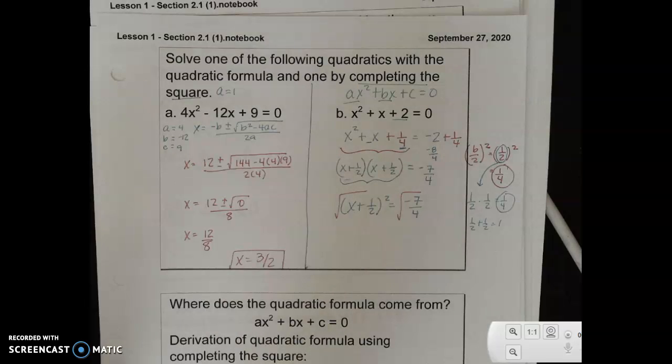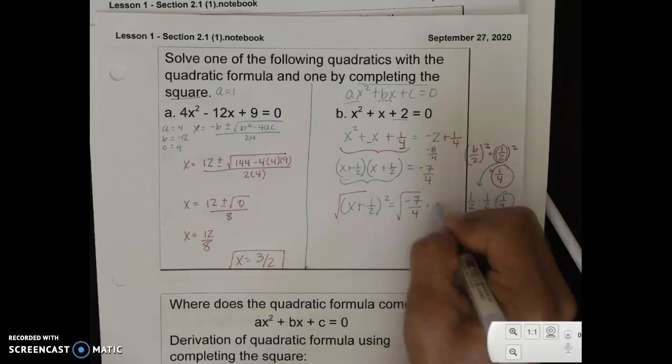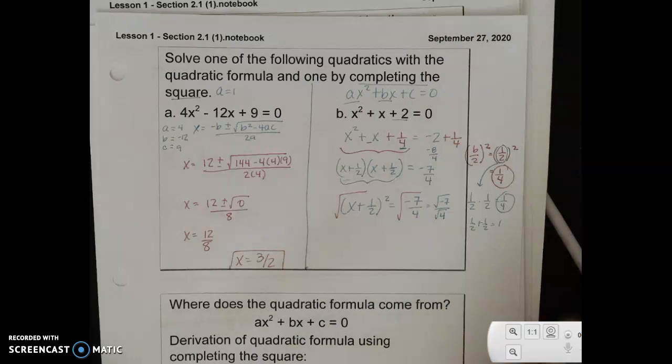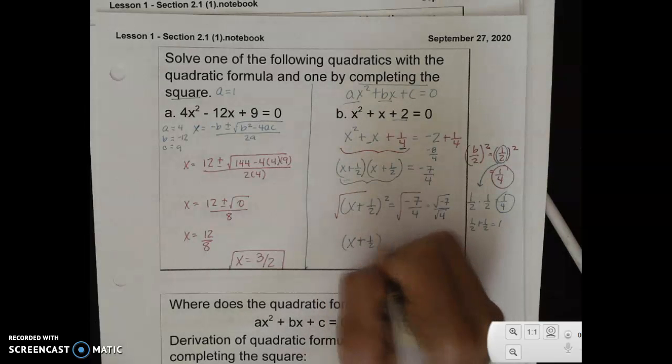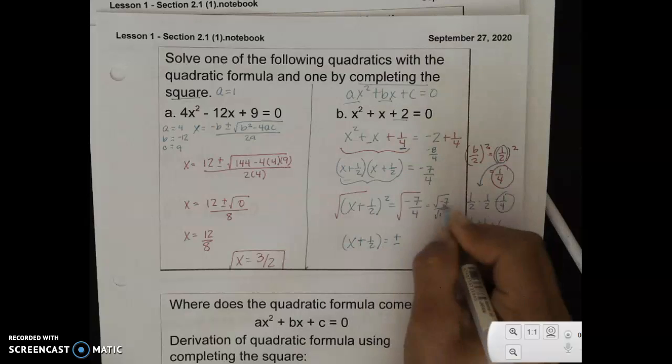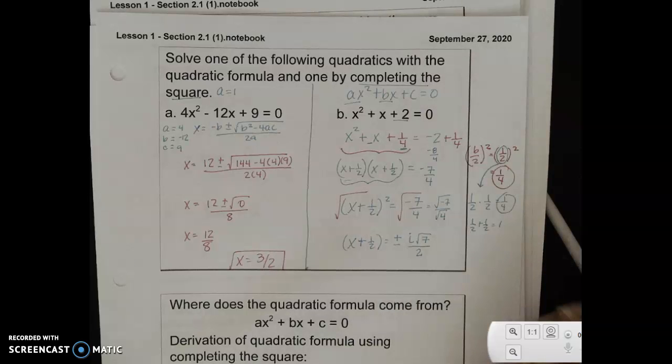Now, this side is going to give me an imaginary number, and I'm going to simplify this a little bit first. So the square root of negative 7/4 is going to look like this. Square root of the top, square root of the bottom. So I have x plus 1/2 is going to equal positive or negative, I'm going to bring out an i, and then it's root 7, since root 7 won't simplify, over 2, because the square root of 4 is 2.